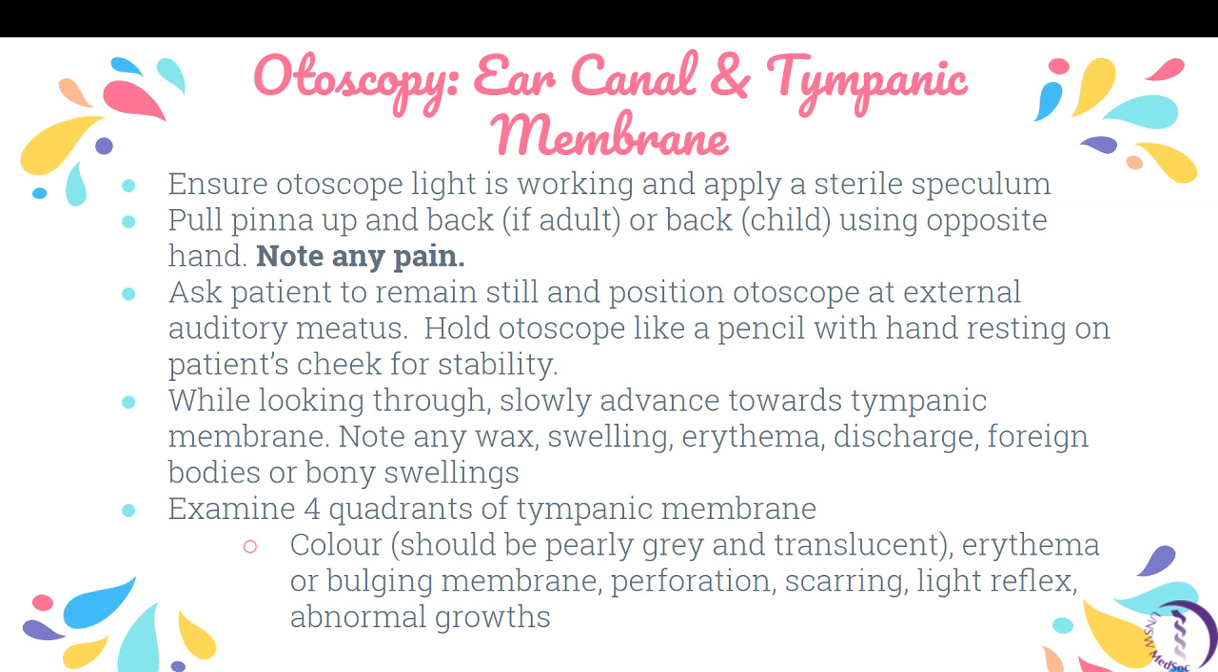You want to make note of any wax, swelling, erythema, discharge, foreign bodies, or any bony swellings that are present. And when you actually get to the tympanic membrane itself, you just want to examine the 4 quadrants, making note of any color. It should be pearly grey and translucent. Look for erythema or a bulging membrane, perforation, scarring, light reflexes, and any abnormal growths. You can also mention that you see the handle of the malleus and the cone of light.